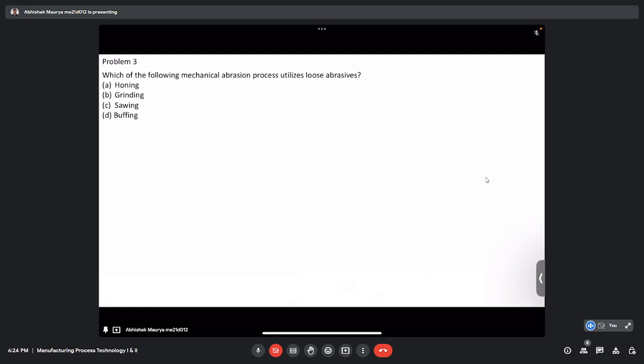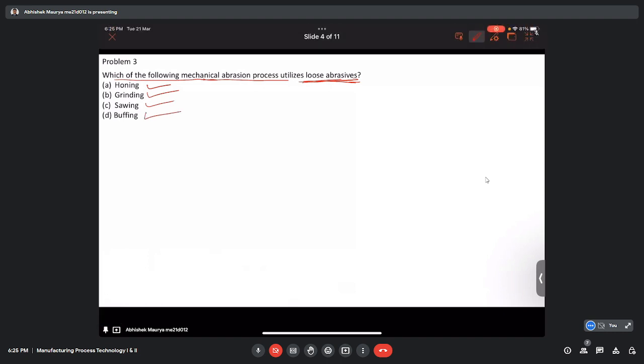So let's start discussing this problem. Which of the following mechanical abrasion processes utilizes loose abrasives? Here the term loose abrasives is used. There are some processes listed: honing process, grinding process, sawing process and buffing process.